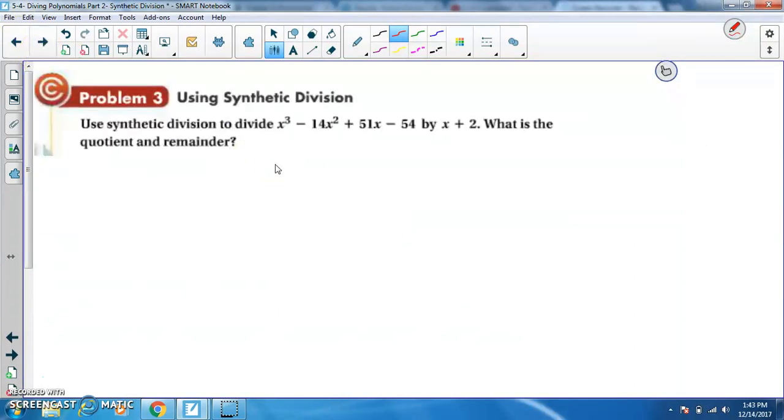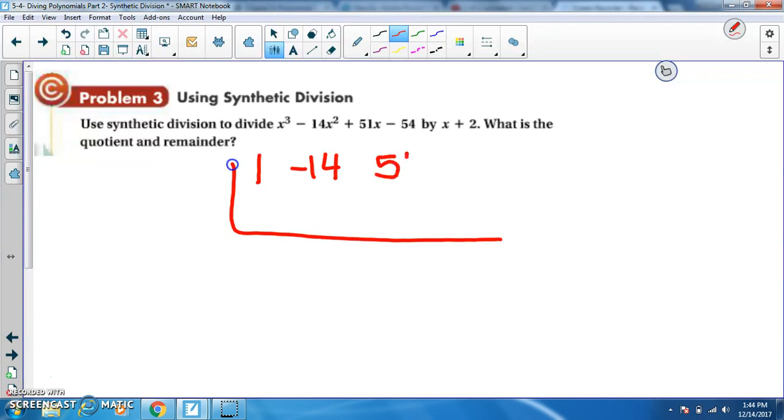So, problem number 1. Use synthetic division to divide x cubed minus 14x squared plus 51x minus 54. This will be our synthetic division bar. And on the inside, I'm going to list the coefficients of my polynomial: 1, negative 14, 51, negative 54. So these are the place values that go with the polynomial.